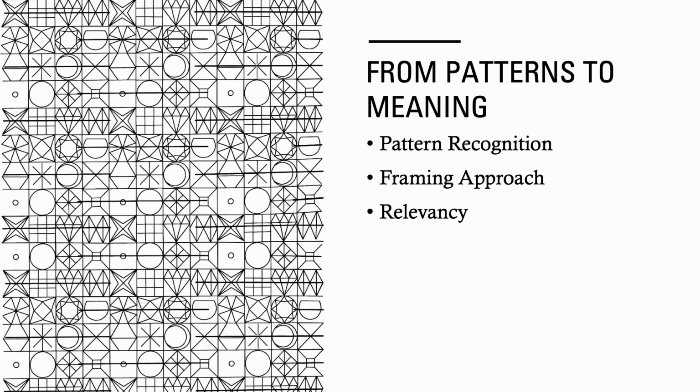Essentially, what I'm asking students to do is to move from recognizing patterns in the text that they are seeing and then start to generate meaning. There are going to be essentially three sections to this presentation. First, we're going to focus on pattern recognition itself, what I'm asking you to do and what I'm asking you to look for. And then second, we're going to talk about a framing approach, which is generally the perspective that you are adopting whenever you are creating meaning.